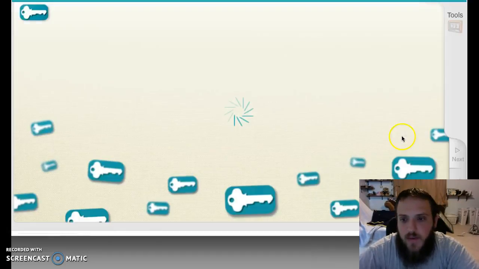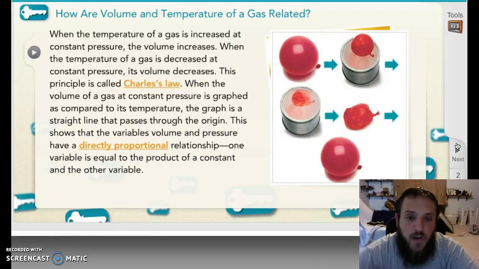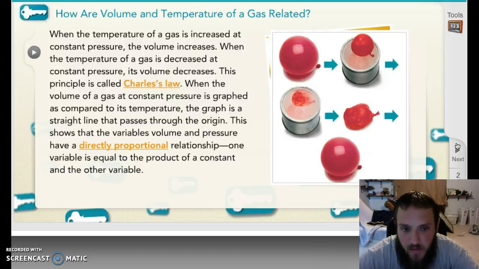The second concept we have, we're going to talk about how volume and temperature are related. So volume is directly related, directly proportional to temperature. When you heat a gas and you don't let the pressure change, it's going to take up more space. Its volume is going to increase. When you cool a gas, it's going to take up less space. Its volume is going to decrease, mostly because you're taking energy out, and the molecules don't have enough force to bounce and take up the same amount of space that they were taking up before.